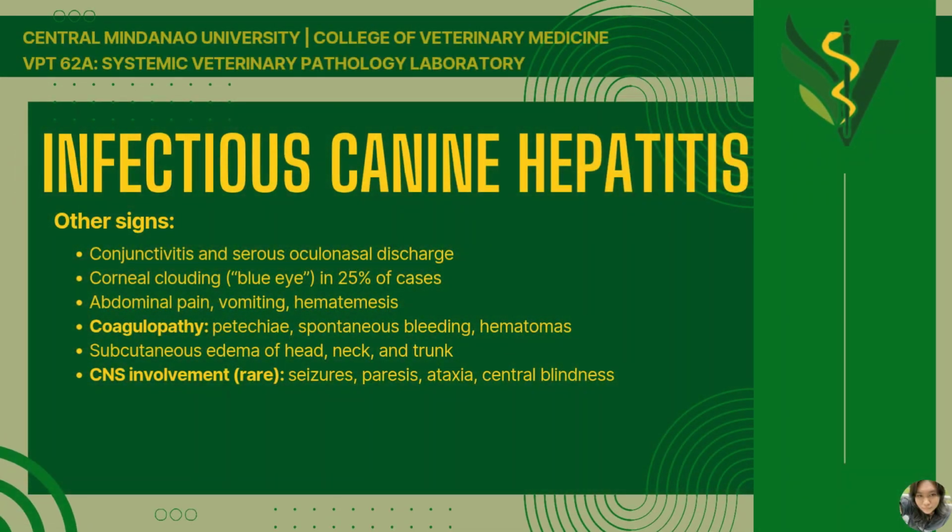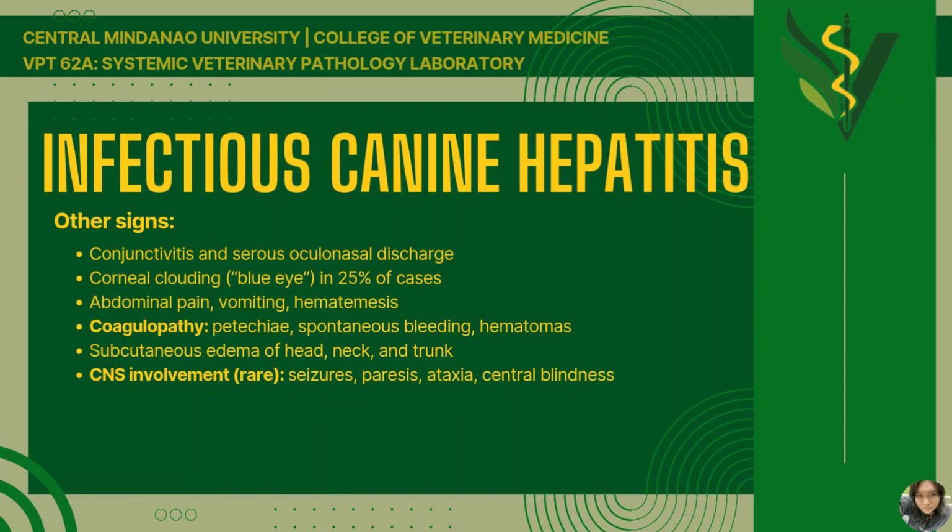As the disease progresses, additional signs may appear, including conjunctivitis and ocular or oculonasal discharge, corneal clouding or blue eye, which is a distinctive lesion observed in infectious canine hepatitis, abdominal pain and vomiting, sometimes with blood, hematemesis, bleeding tendencies or coagulopathy, such as petechiae, hematomas, and hemorrhage, and subcutaneous edema, especially of the head, neck, and trunk. And despite severe liver involvement, jaundice is usually absent in ICH.